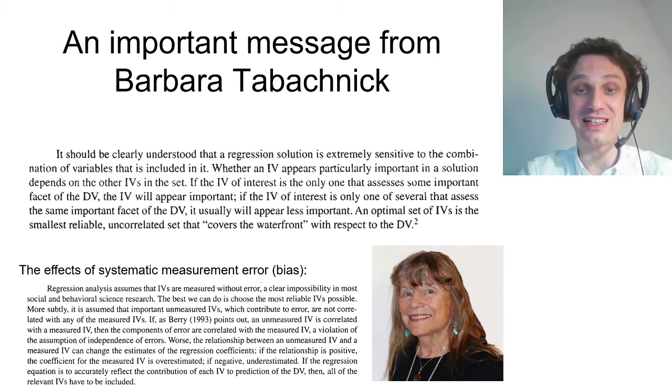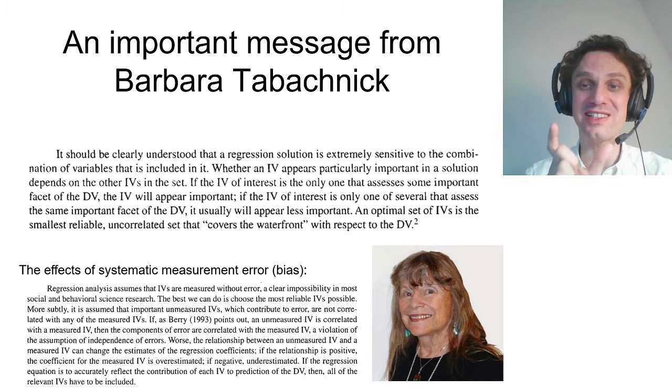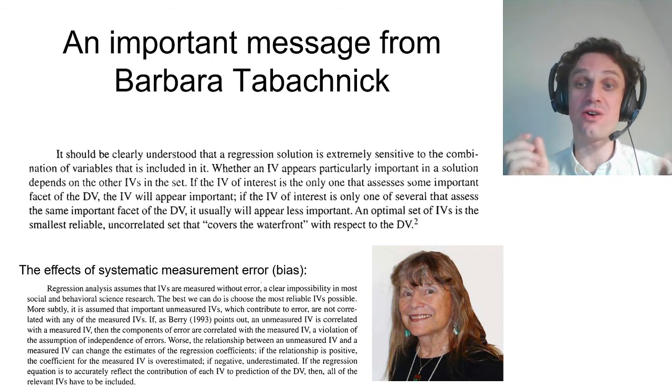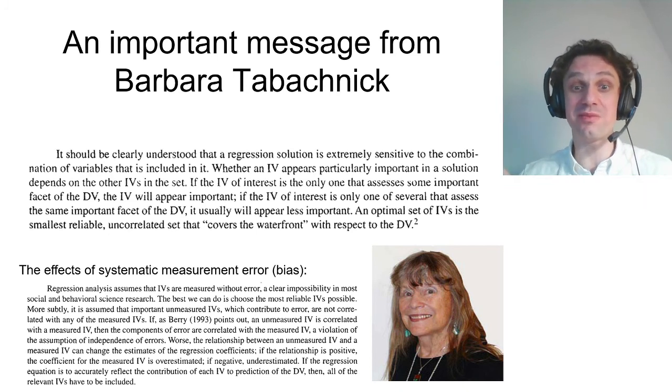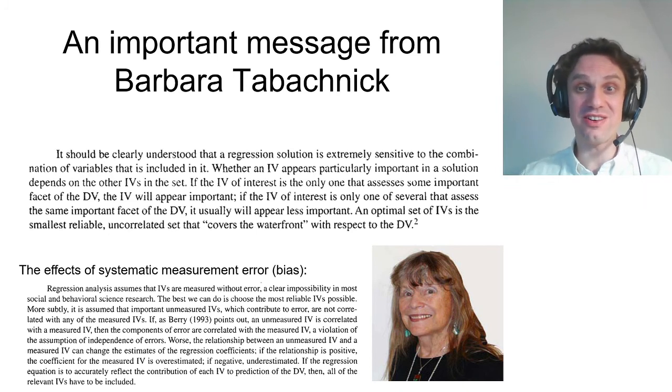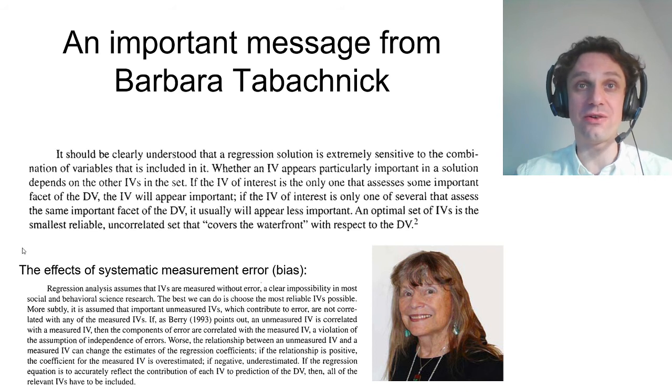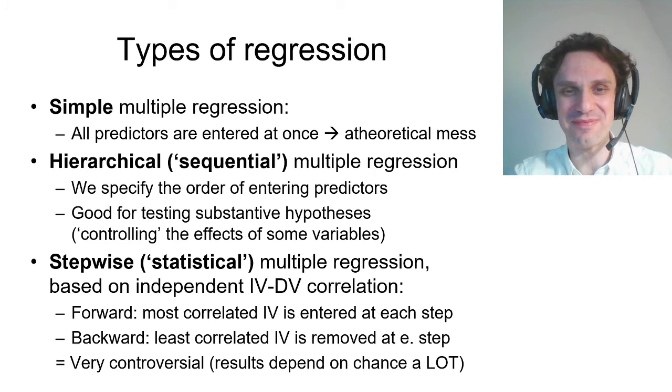So an optimal set of predictors is the smallest set of reliable variables that cover comprehensively all aspects of your dependent variable, that cover the whole range of possible predictors, and that don't correlate strongly with one another. And measurement error might also have some effects on your outcome variable, on the results of your regression model, but I'm not even going to go into that.